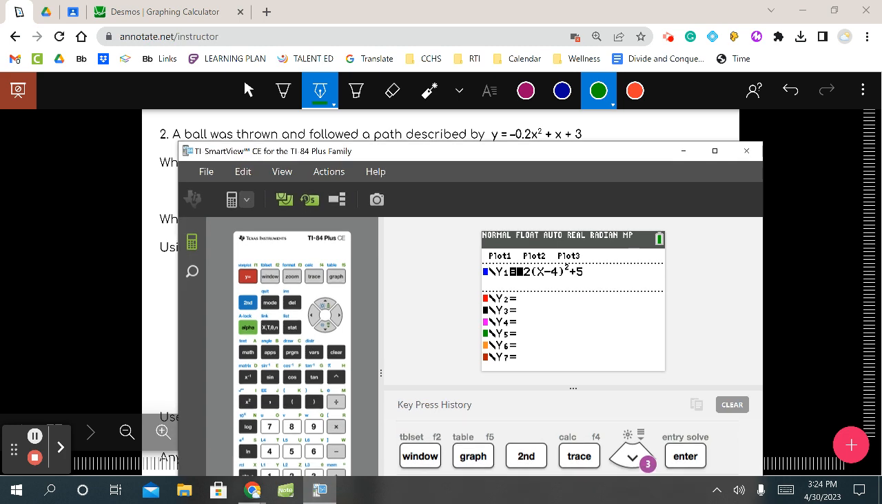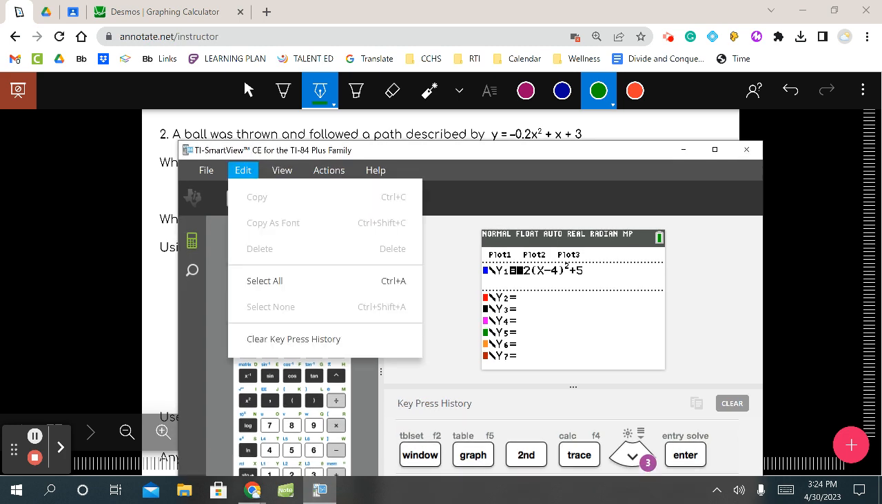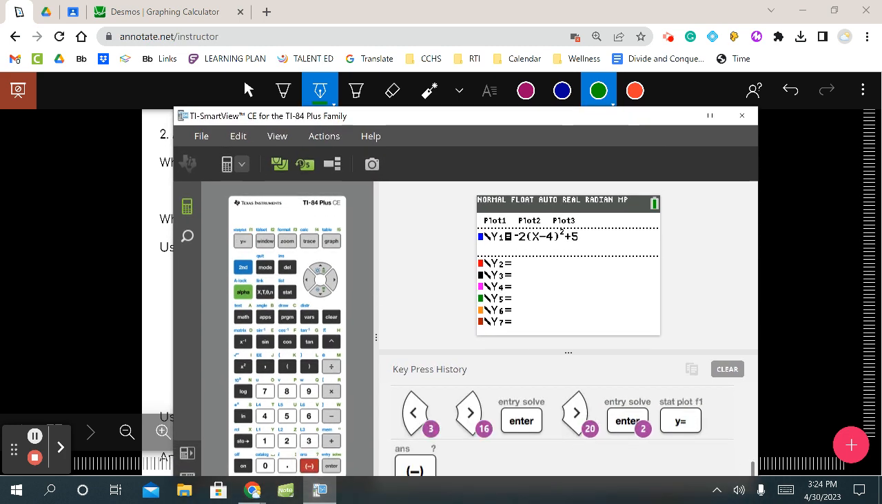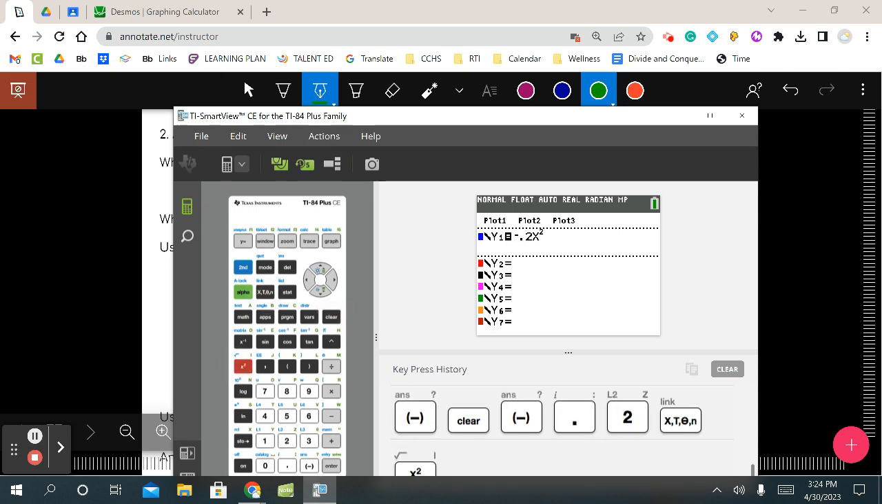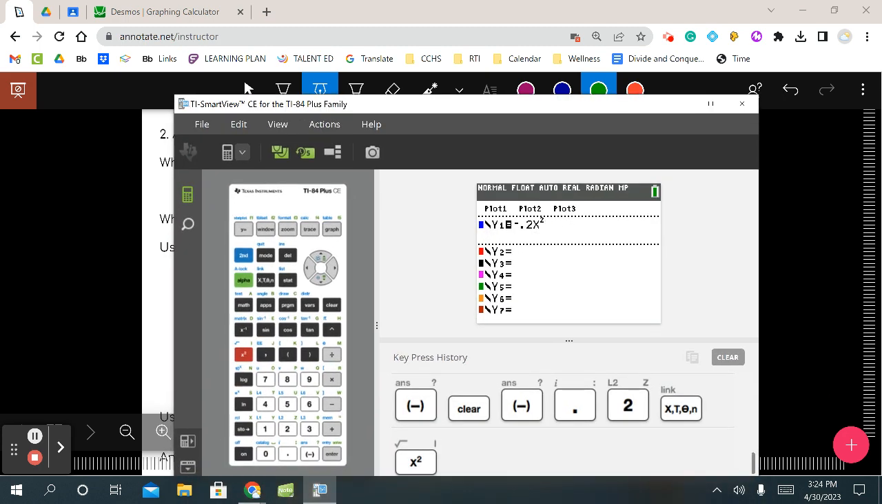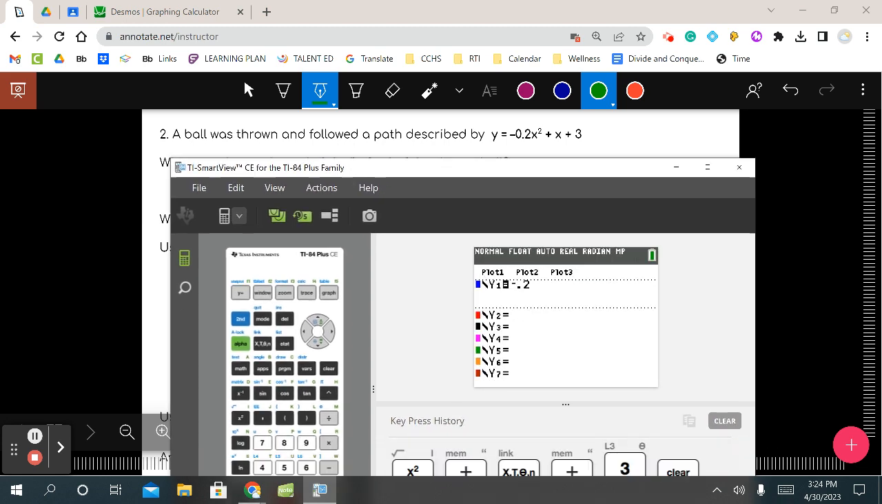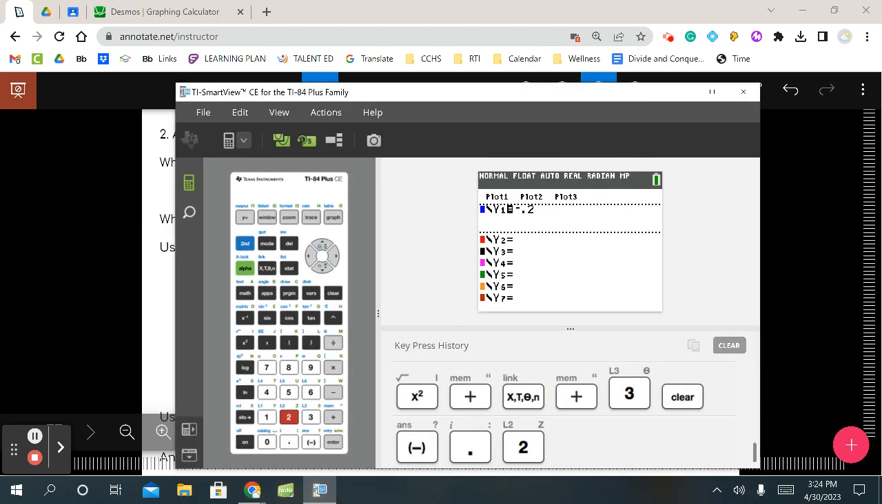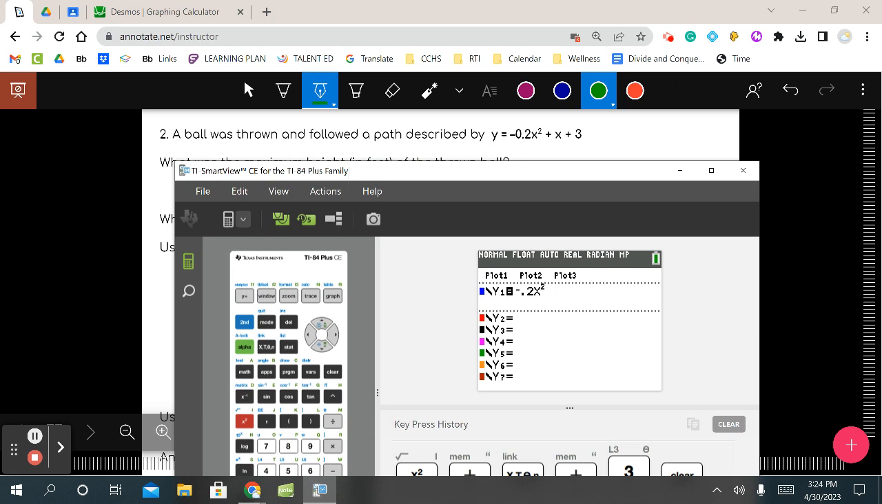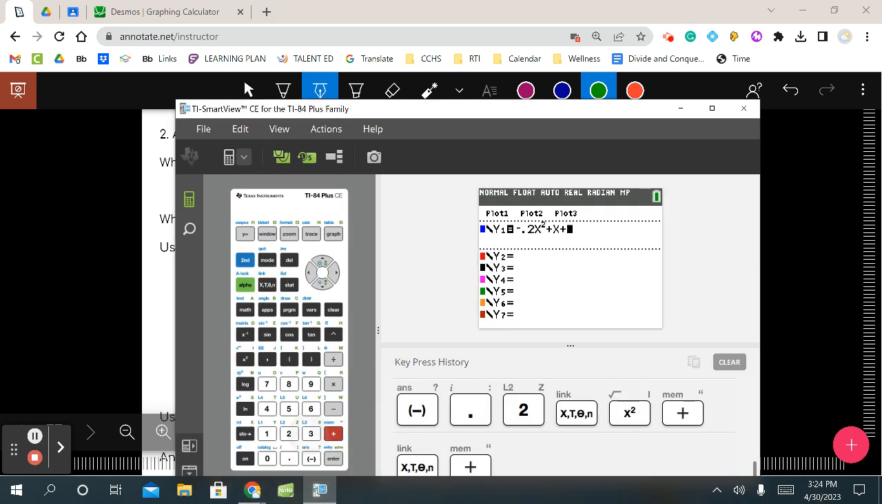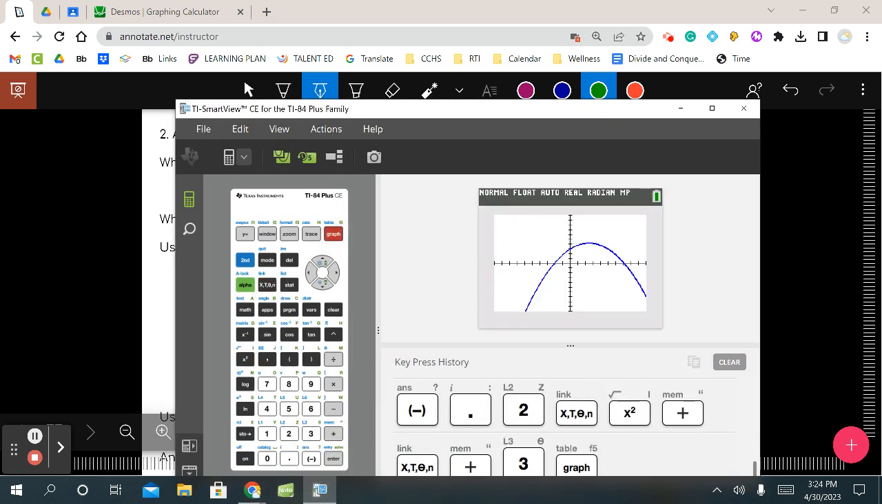Y equals negative 0.2x squared plus x plus 3. Okay, try this again. Let's hit graph. Hit the wrong button. This is what my graph looks like.